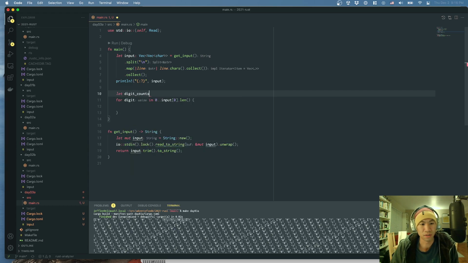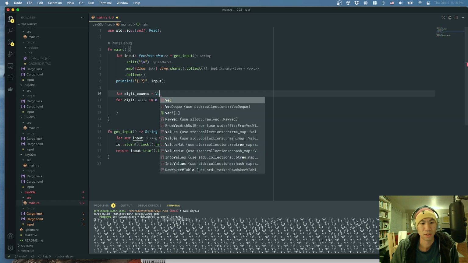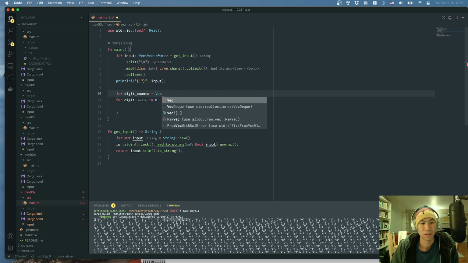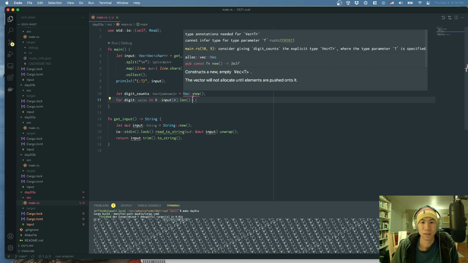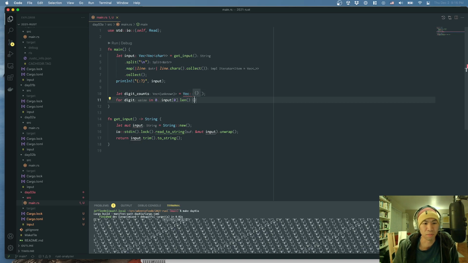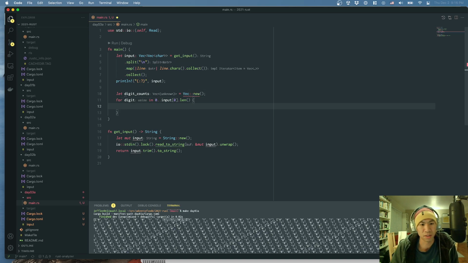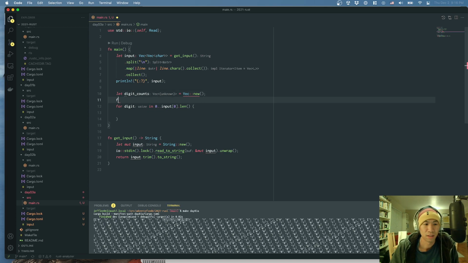Let digit counts be a new vector. There's no inference yet, but I think we'll be able to infer from this in a second. So for each digit, maybe what we should do is loop over the input.